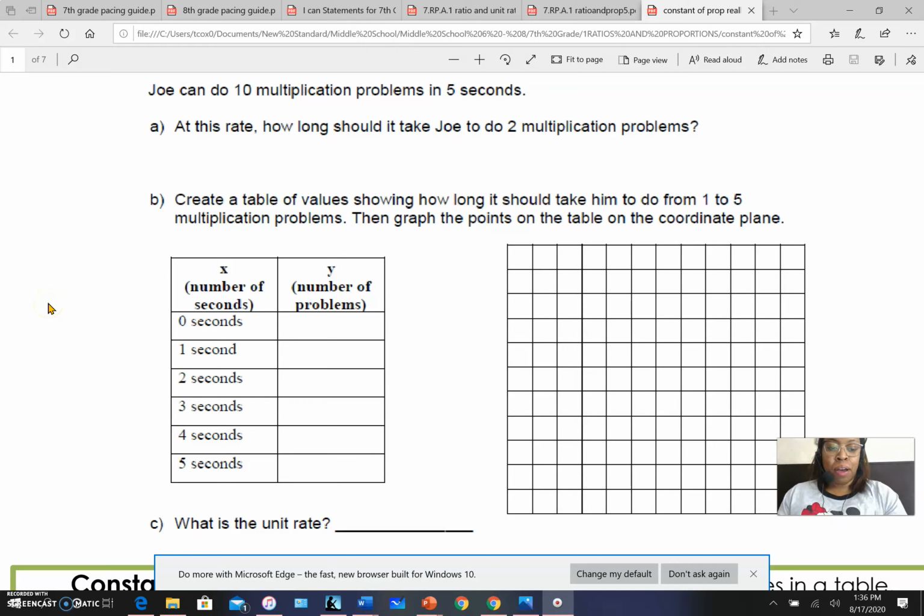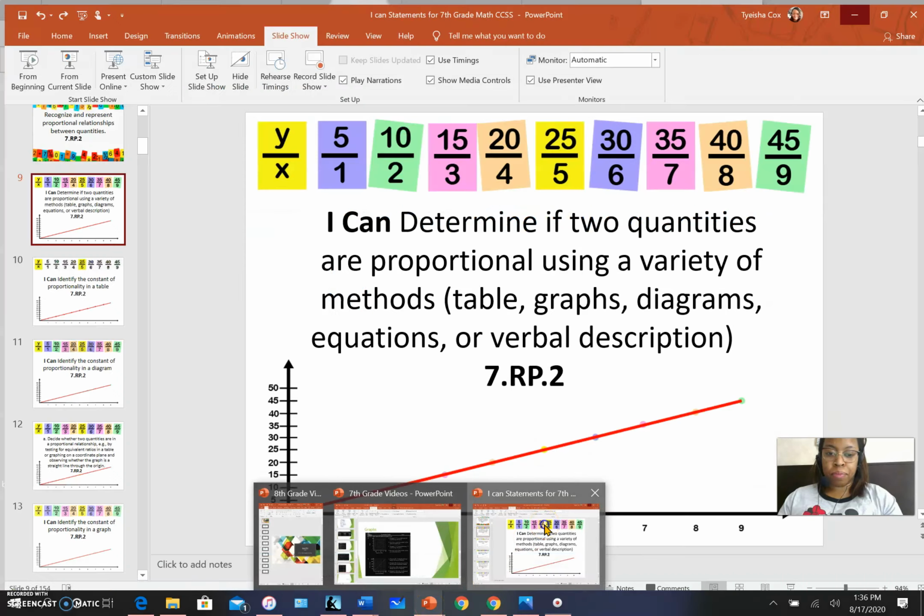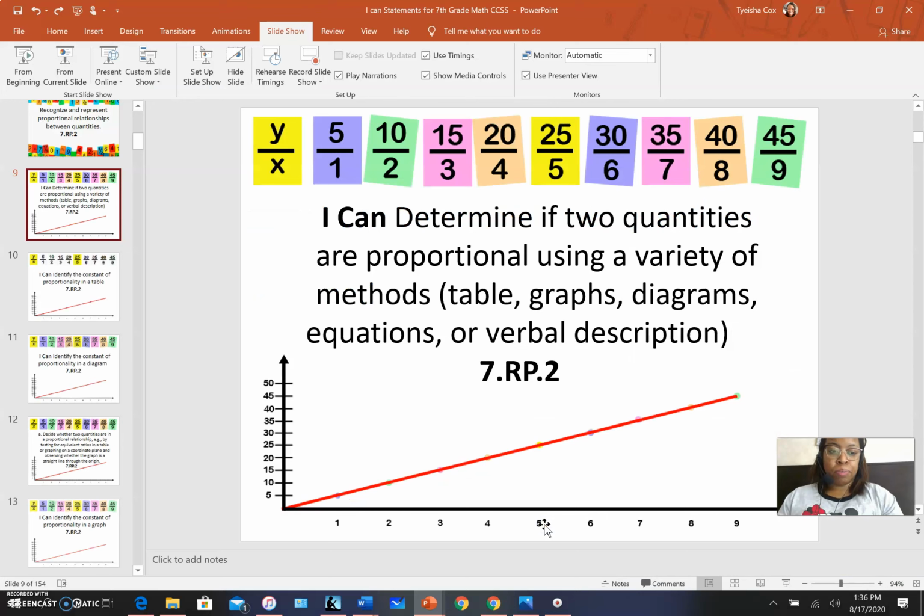Alright, so the next set of standards all really blend well together, so I'm going to create for you this video that kind of walks you through how to do all of them. So 7.RP.2: I can determine if two quantities are proportional using a variety of methods: tables, graphs, diagrams, equations, or verbal descriptions. So I'm going to first break down to you what it looks like in a table, a graph, and an equation, and then we're going to practice some together.